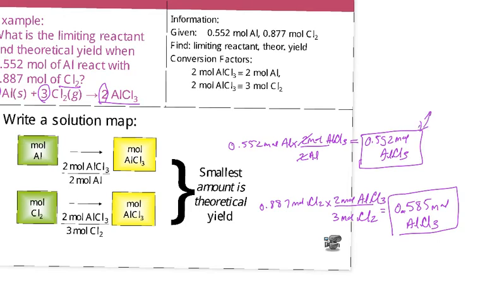So this is telling us that our limiting reactant is aluminum. So it doesn't matter if we have extra chlorine, we are limited by how much aluminum we have, and we can only make 0.552 moles of aluminum chloride. Okay, so this is our limiting reactant, and our theoretical yield: our limiting reactant is aluminum, of course, and our theoretical yield is 0.552 moles of aluminum chloride.